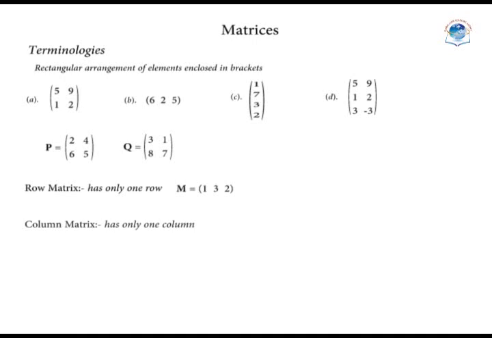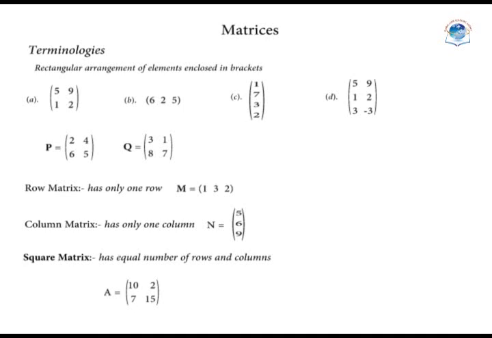A column matrix has only one column. If N is equal to 5 6 9, then N is a 3 by 1 column matrix. A square matrix has equal number of rows and columns. If A is equal to 10 2 7 15, then A is a 2 by 2 square matrix. If B is 5 3 2 6 8 1 4 7 0, B is a 3 by 3 square matrix.